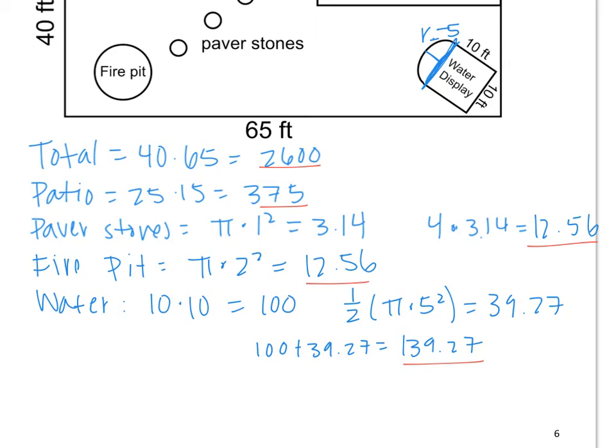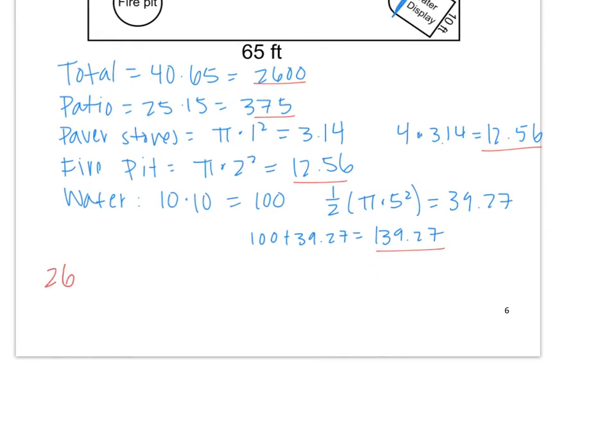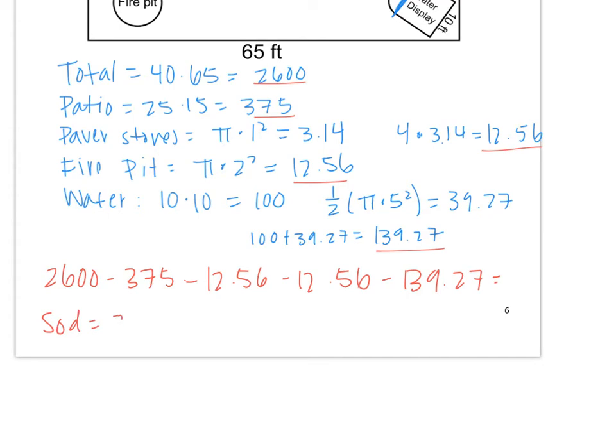So we are going to subtract all these little parts from the total. So our 2,600 minus all these other areas we found. And we get our sod area is 2,060.61 feet squared. All right, so those are all the areas. Now we got to think about cost.